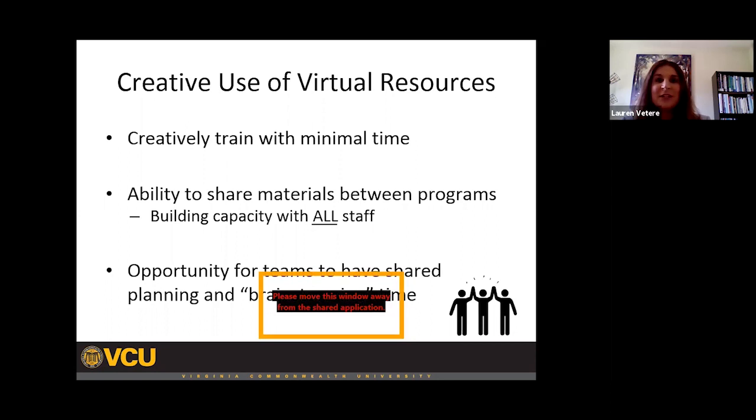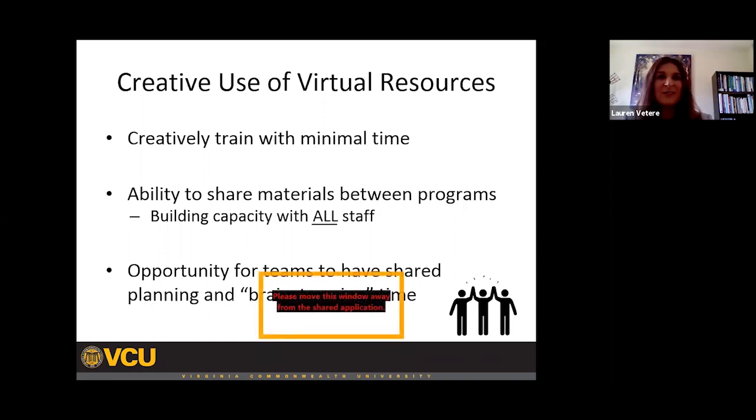Also, there's the opportunity and the ability to share materials between programs instead of only having one behavior kit in like one or two programs. A behavior kit is located online. Again, it's that one-stop shop. And this will help build staff capacity and create well-informed and knowledgeable team members when dealing with challenging behavior. This will help that key term of building capacity.